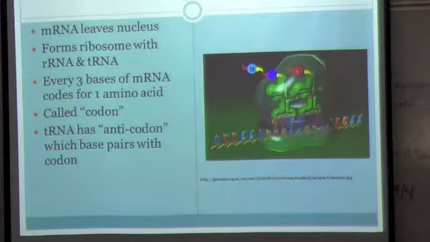So every 3 bases of messenger RNA codes for one amino acid. It is called a codon. So you can easily remember that. tRNA has an anticodon, and this anticodon will base pair with the codon. So you can see there's a lot of base pairing going on. And this is how you know which amino acid to get. If you didn't have this little system, you might have a mix-up on what amino acid goes where.